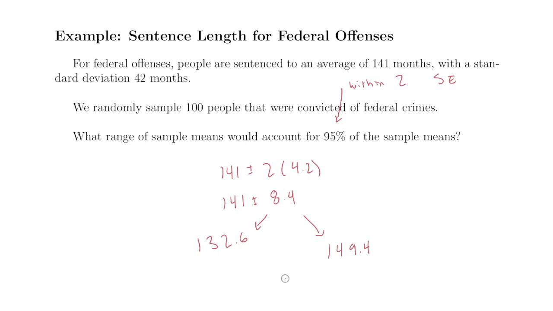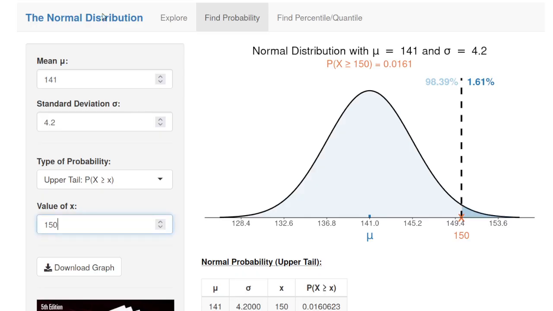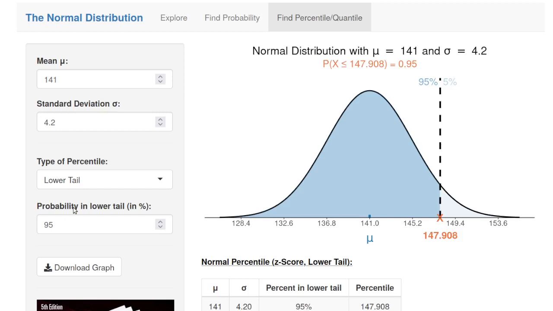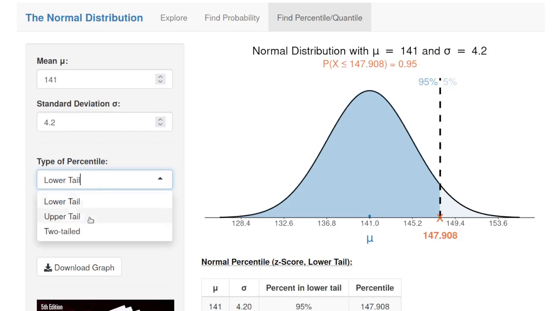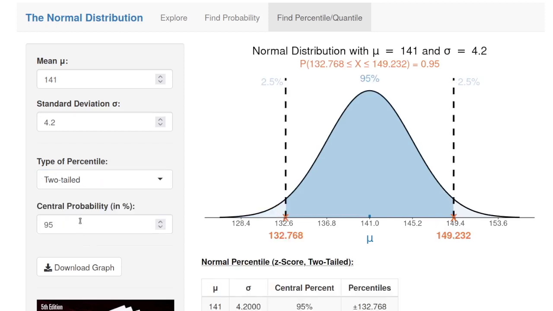Because once we know the shape, center, and spread of that sampling distribution, we have every bit of information that we could need to answer all of these different types of probability questions. So this is really great. If we wanted to look this up on our little tool, we'll go back into this find percentile or quantile option. And instead of a lower tail, I'm going to go two-tailed, and we'll use this 95% probability. And here are the exact values.